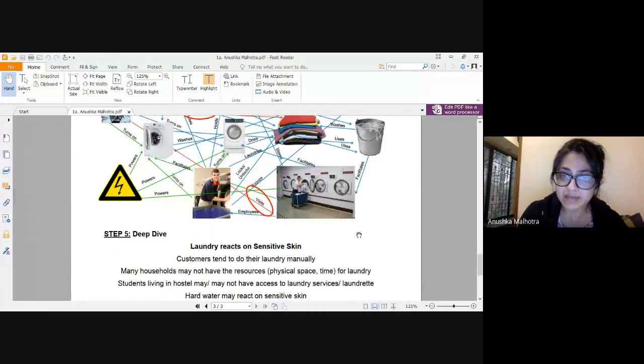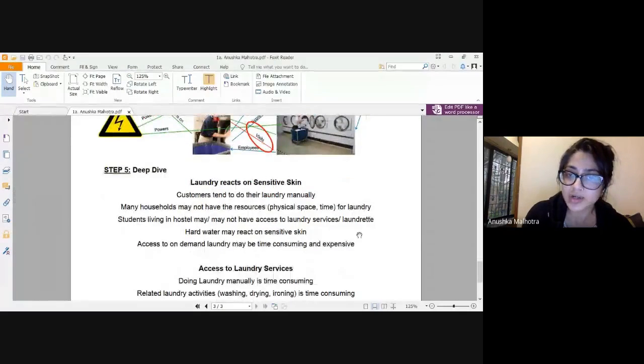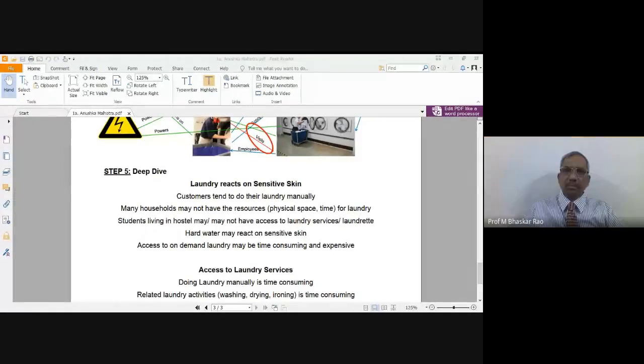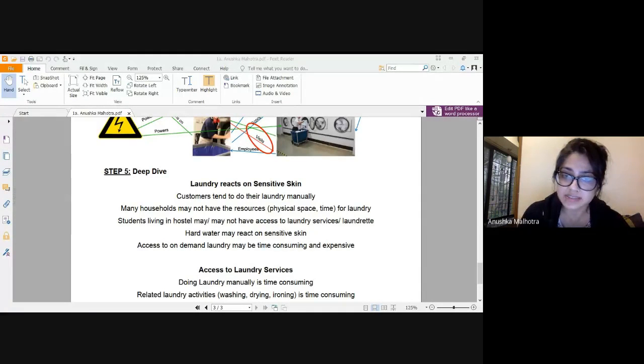If we look at the deep dive, we're looking at first thing that the laundry reacts on sensitive skin. The customers tend to do their laundry manually. Many households may not have the resources, that is the physical space or the time in order to undertake the laundry. Students living in their hostels may or may not have access to their laundry services or the laundrette that are available at the hostels. Hard water also tends to react on sensitive skin, and you may have access to on-demand laundry, although that may be time consuming and it can also be expensive. Not many people resort to on-demand laundry services.